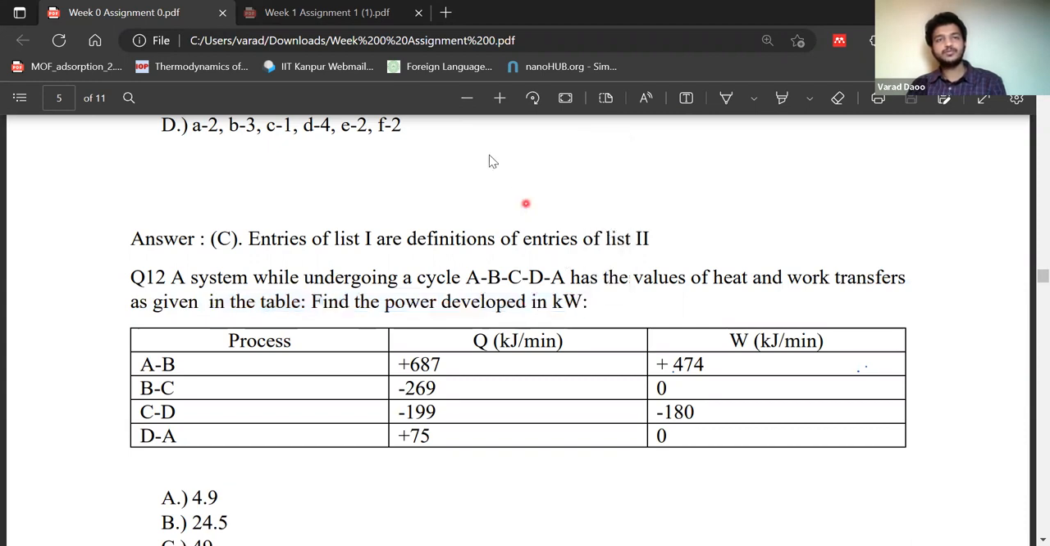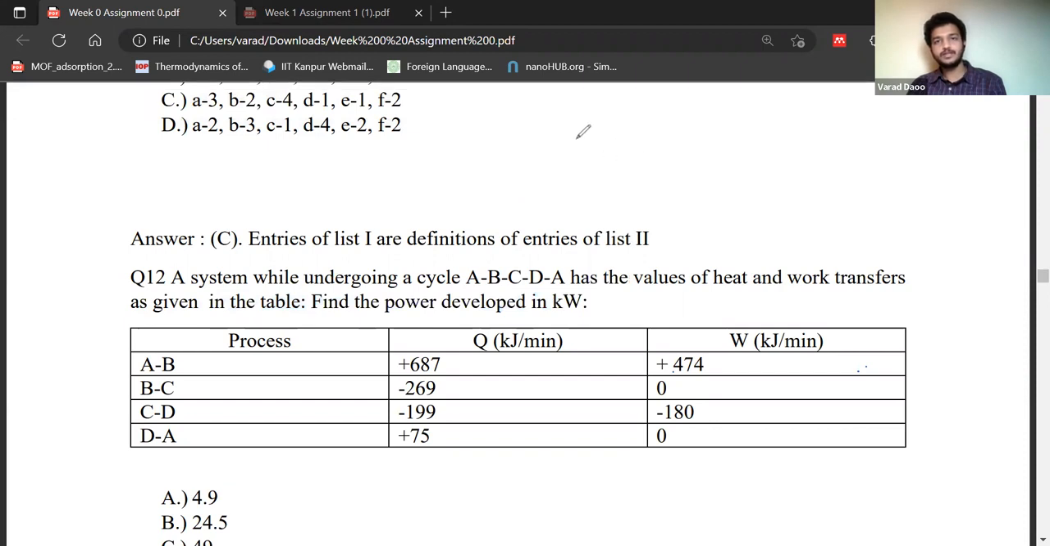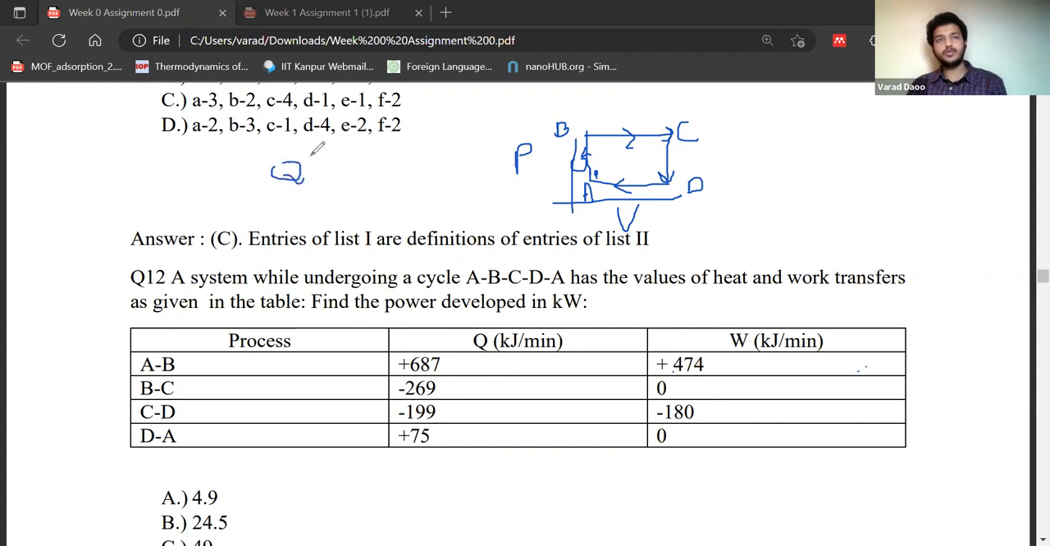To understand, let's say this is some P, this is some V. This is the starting point A. Let's say it is going from A to B this way, B to C like this. This is point C. This is, let's say, point D, and it is coming back to its initial point, right? Here, like I said, Q and W are both path dependent. So here Q is positive, W is positive.